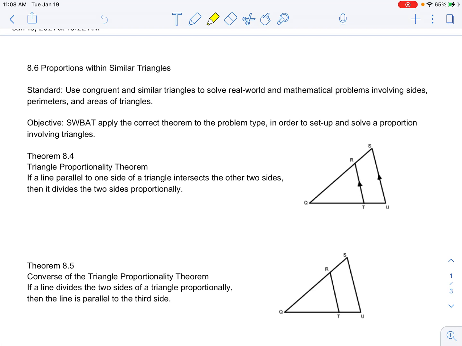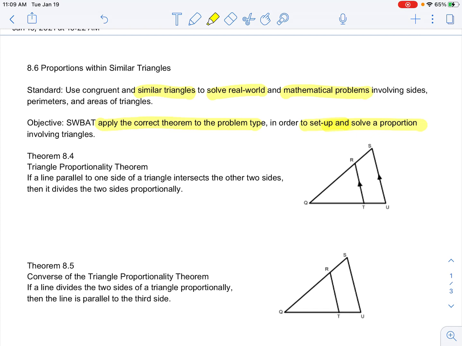So we are going to be asking you to use similar triangles to solve real-world and mathematical problems. What I'm going to ask you to do is to apply the correct theorem to each problem type. You just need to recognize what the theorem says to do, and then set up and solve a proportion involving triangles.